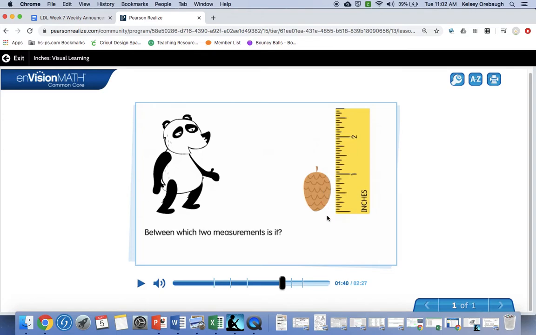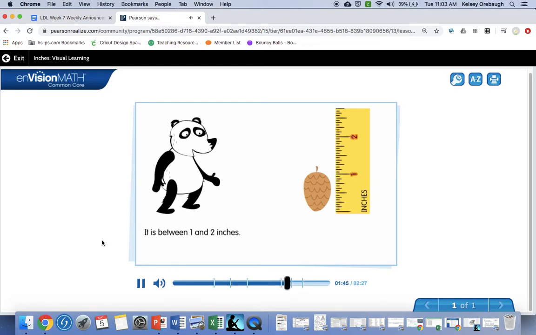So we want to know how tall the pine cone is. The end of the pine cone falls between the 1 inch mark and the 2 inch mark. We see that it falls right here. Not quite 1, not quite 2. It falls between 1 inch and 2 inches. It is between 1 and 2 inches.